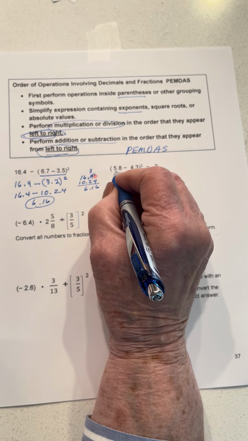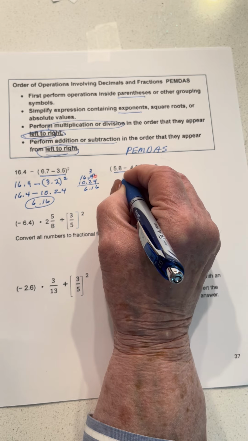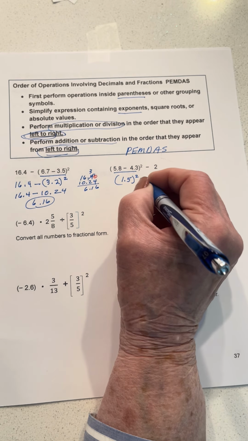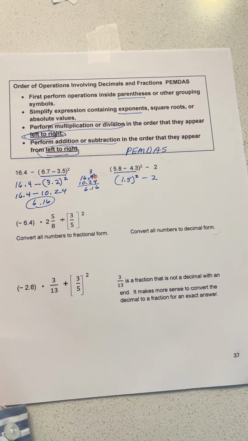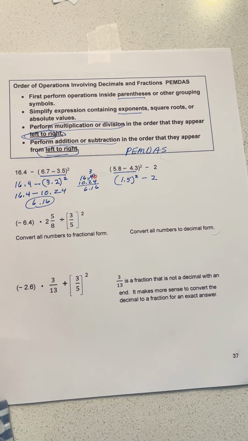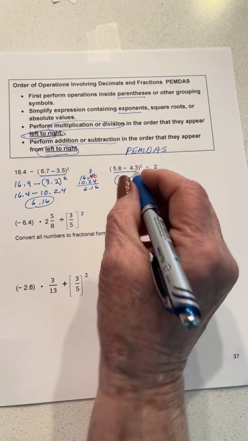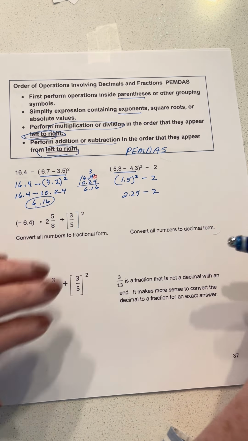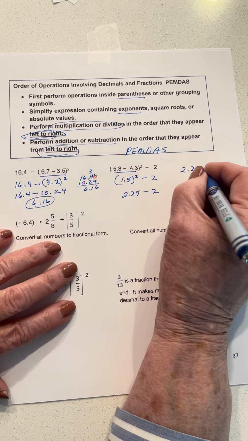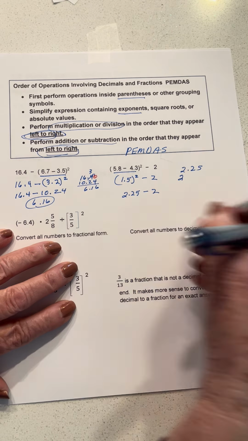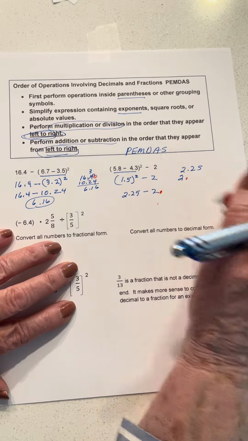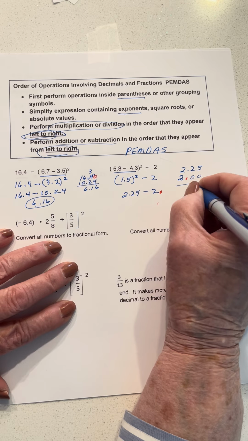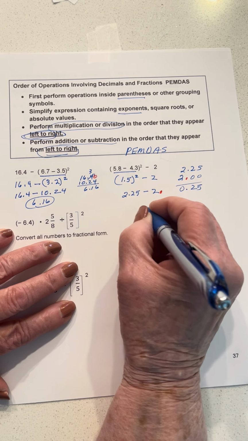This next one, we'll do what's in parentheses first. And next we'll do the exponent. And then we'll subtract 2. Well, we know where the decimal point is here. We can fill these in or not, that's up to you. And that's our answer.